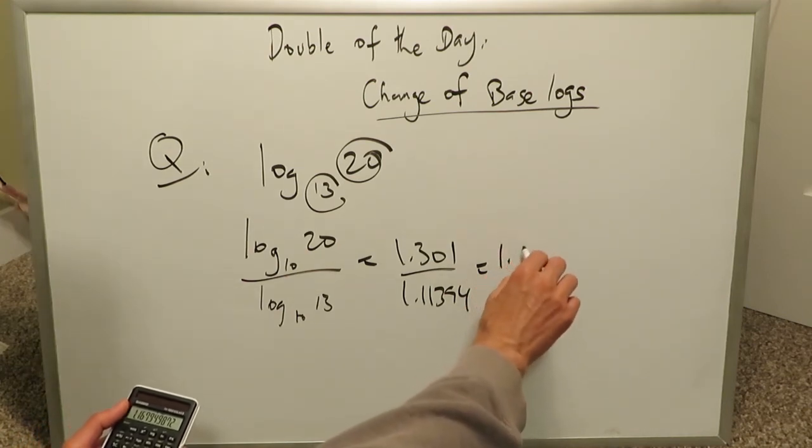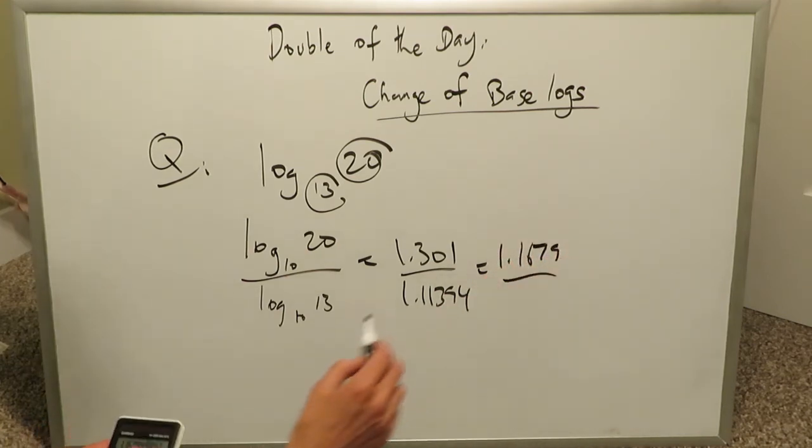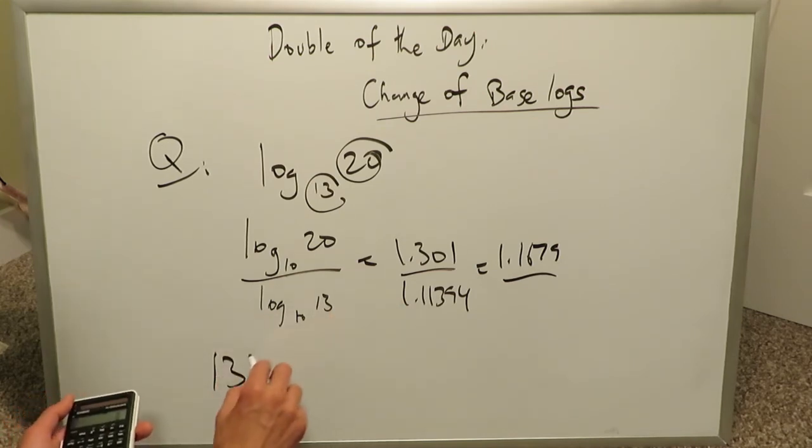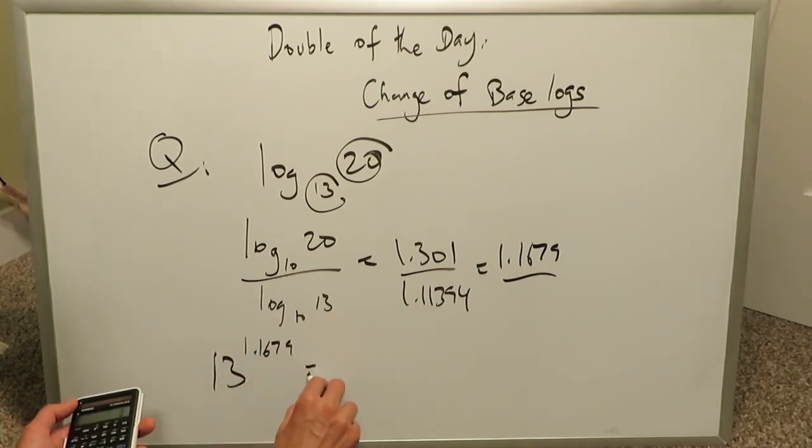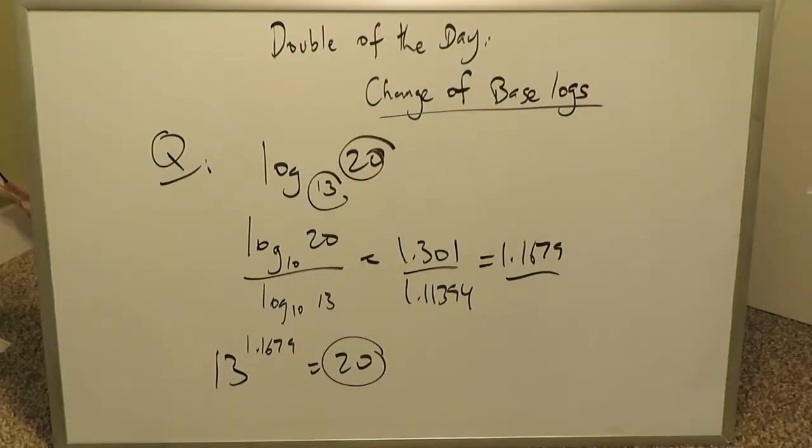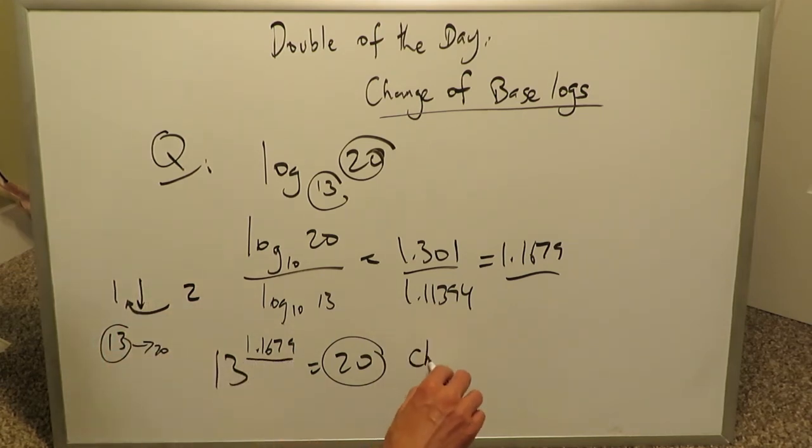And your answer is 1.1679. What does this tell you? It tells you if you had 13 and you raise it to the power of 1.1679, you should get 20, and that would be true. Think about it. 13 to the power of 1 would just be 13. 13 to the power of 2 would be 169. But the fact that 13 to the power of 1.1679 is close to 20, you know it's going to be a value very close to 1, because 13 to the power of 1 is 13. And you have a value not too far away, 20. So the exponent must be somewhere right here. 1.1679 makes sense.